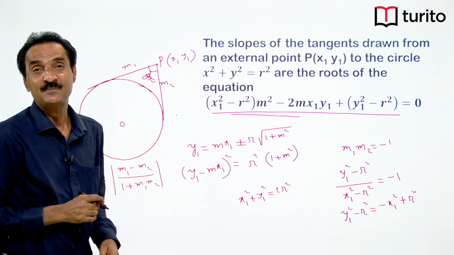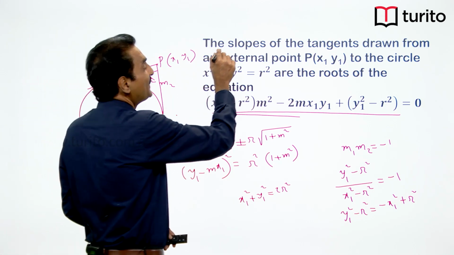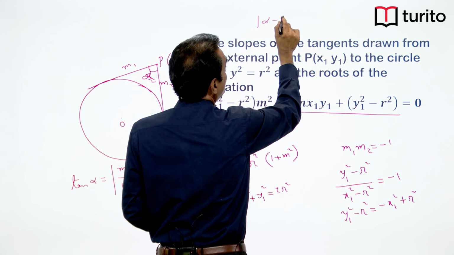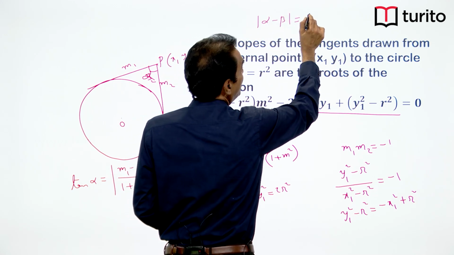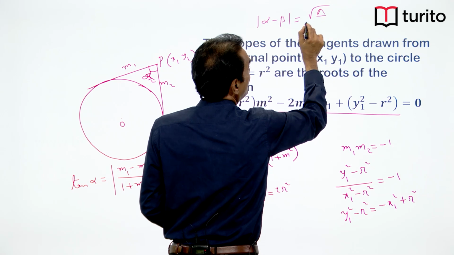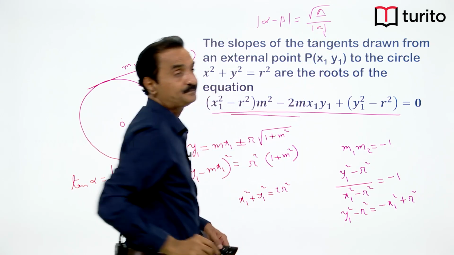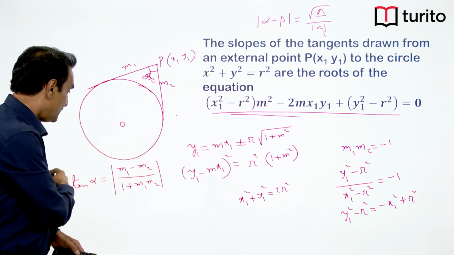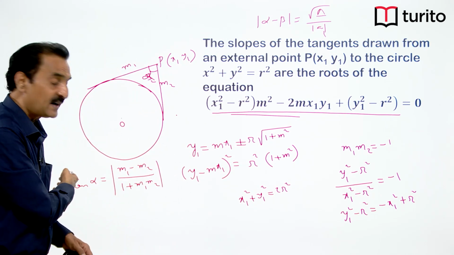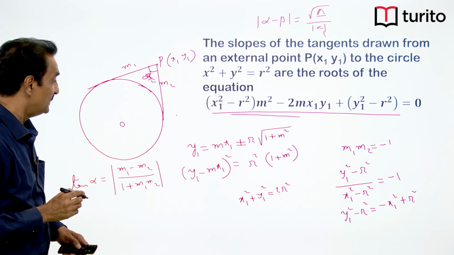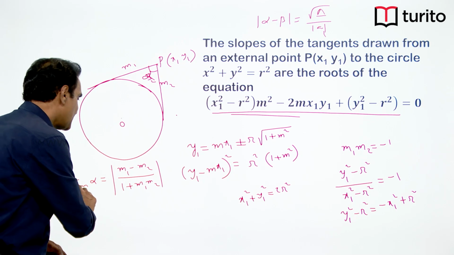What is m1 minus m2? The difference of the roots of a quadratic equation: if the roots of a quadratic equation are alpha and beta, the difference of the roots is given by root delta by mod A. Then you can substitute and get the locus of the point P, x1 y1. Okay. And similarly, some condition may be given.